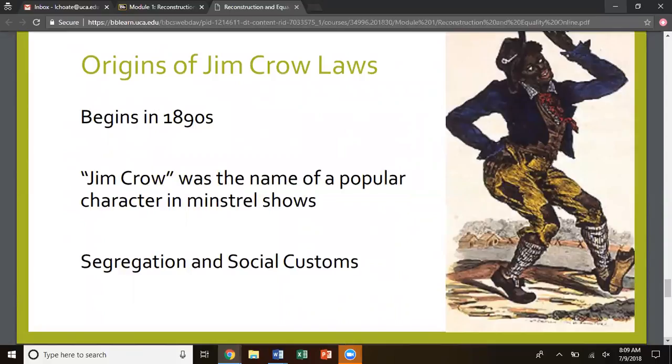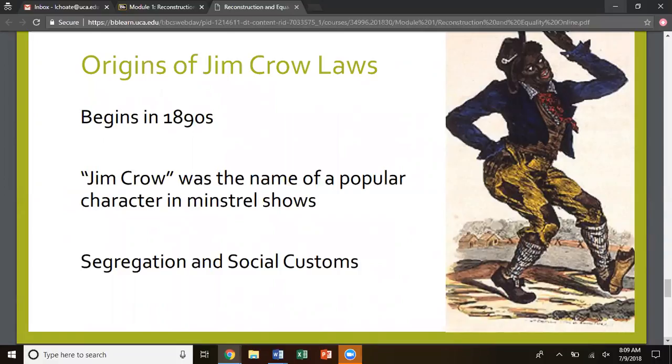The Jim Crow laws themselves are going to begin in the 1890s, and the Jim Crow name is the name of a popular character in a minstrel show. Now, hopefully just a minute ago when I brought this up to you, you stopped your video and watched the clip of Birth of a Nation and the clip of the minstrel show that I provided for you, so you have an idea of what a minstrel show is. Jim Crow was a very popular character from those minstrel shows, and he becomes the name of this system of oppression that's going to begin officially in the 1890s.